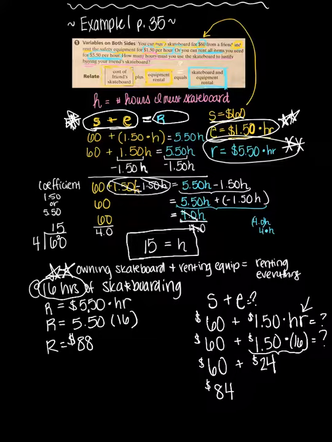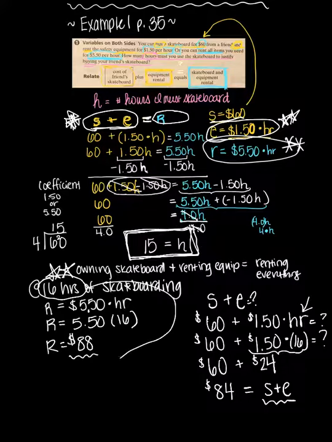So now looking at this, which one is cheaper? Is it cheaper to buy the skateboard and rent the equipment at 16 hours of skateboarding, or is it cheaper to rent everything? If you know you're going to be doing a ton of skateboarding and you're going to skateboard for more than 15 hours, according to this, it looks like it is cheaper to buy your friend's skateboard and rent the equipment, only if you're planning on skateboarding more than 15 hours.